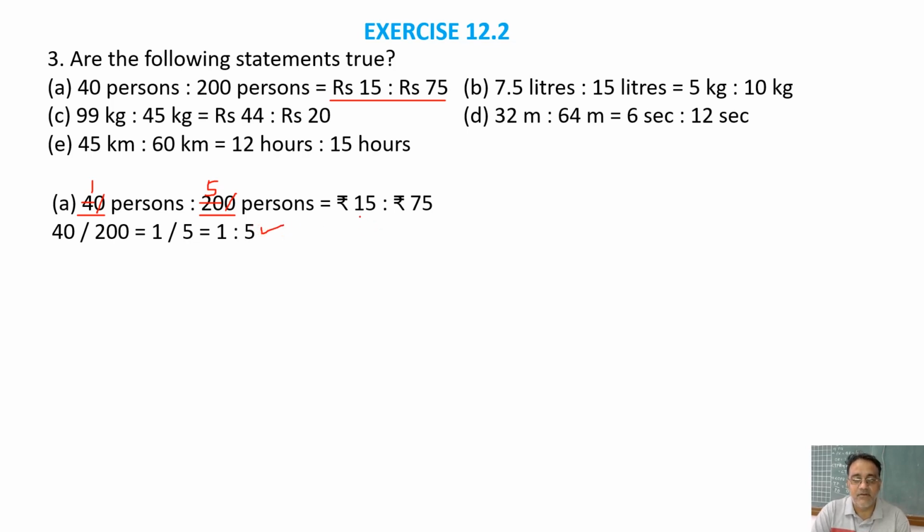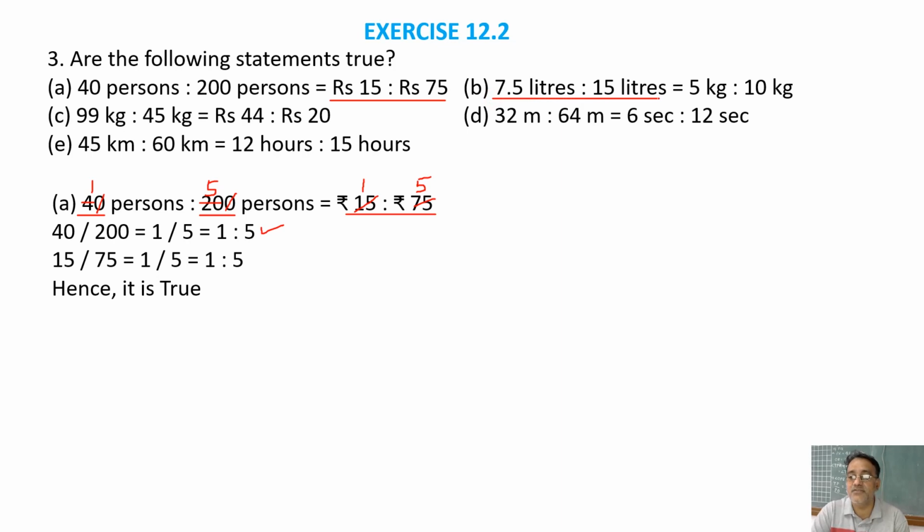Yes, sir. Right. Now the next one, 15, 75. We will divide it by 15. किसी का माई कौन है देखो? 15 ones are 15, 15 fives are 75. So we are getting the same ratio 1 is to 5. So that means it is true. Okay, so now we are moving toward the next bit.